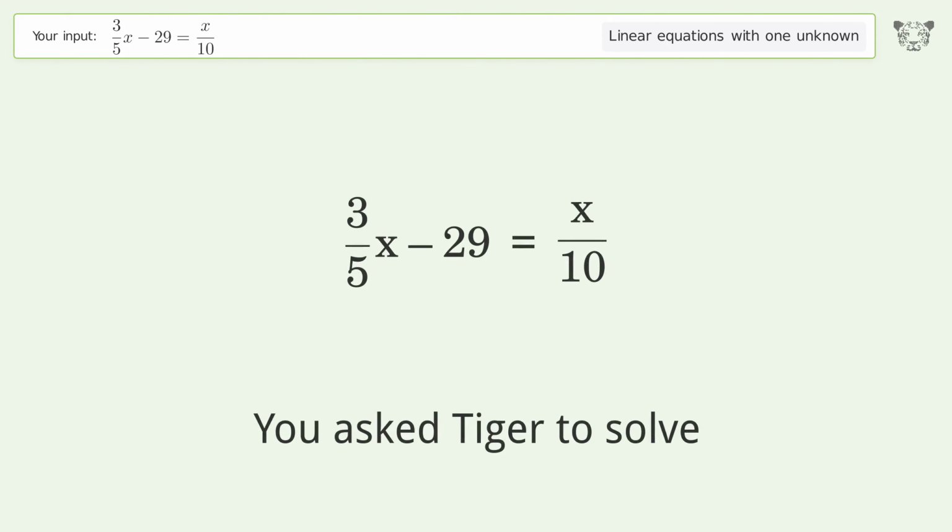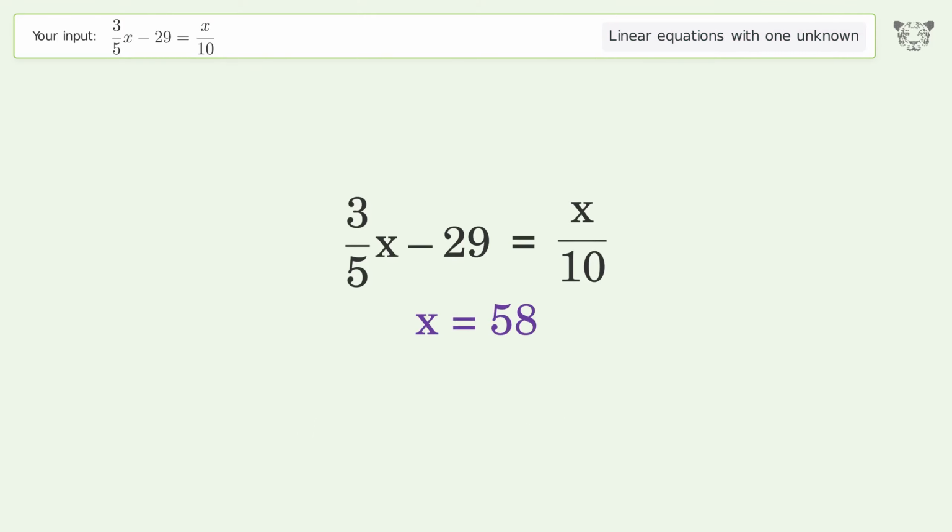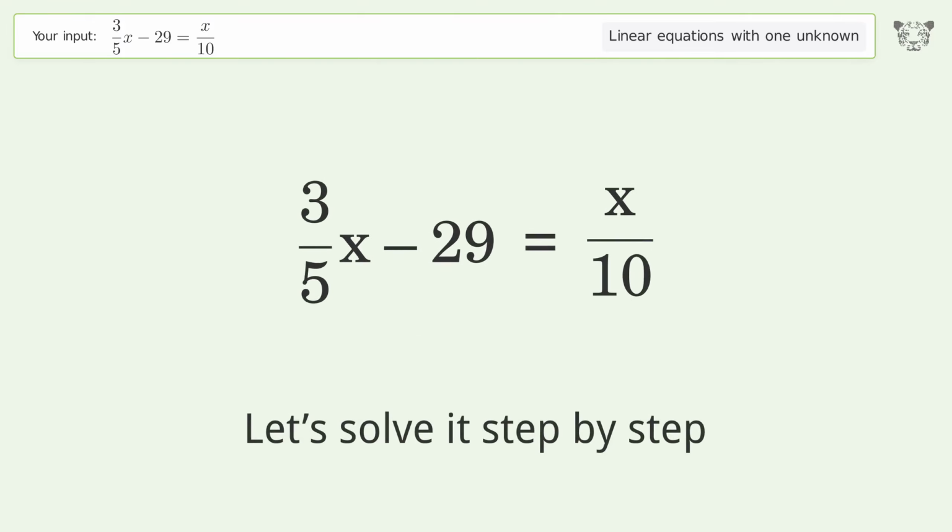You ask Tiger to solve. This deals with linear equations with one unknown. The final result is x equals 58. Let's solve it step by step.